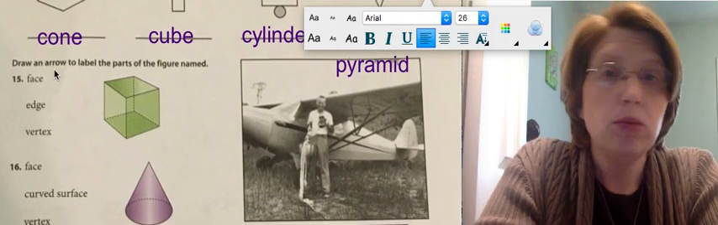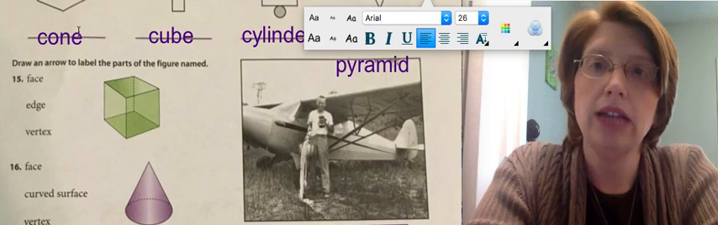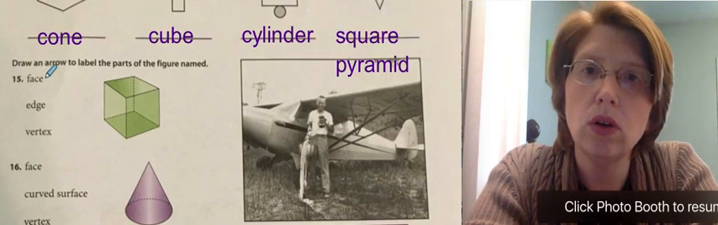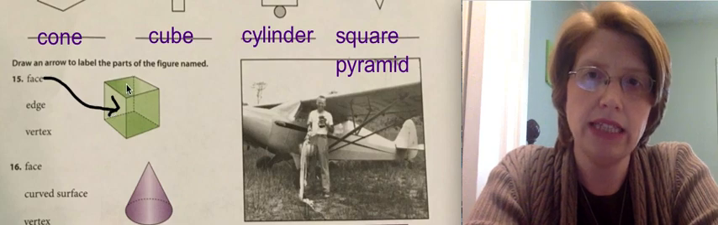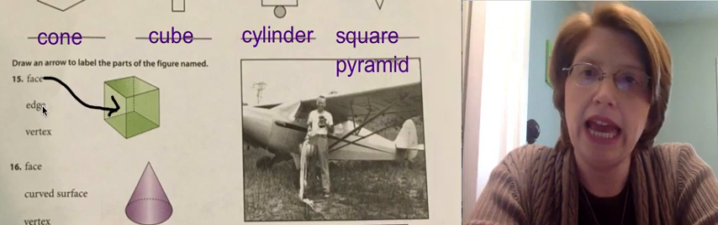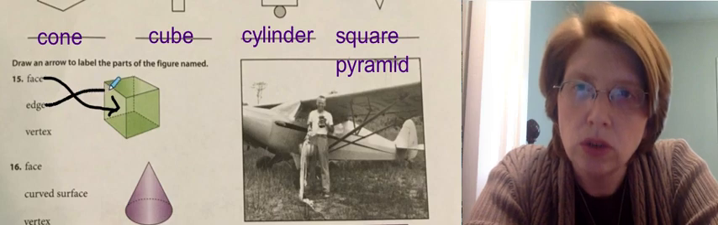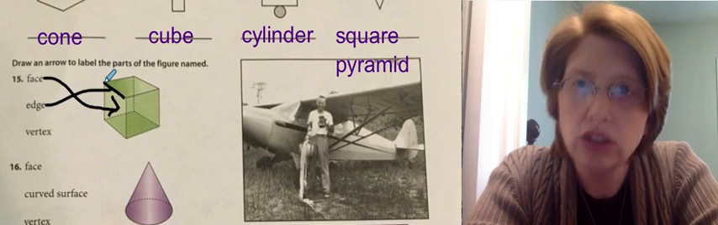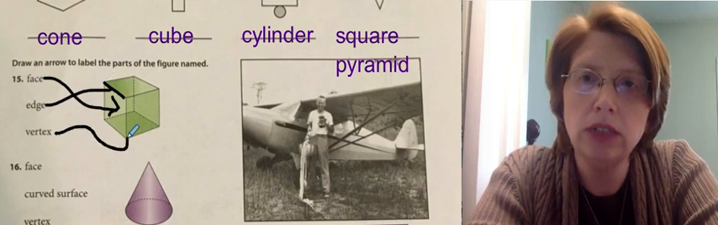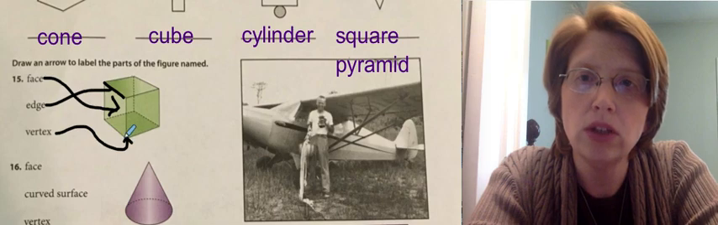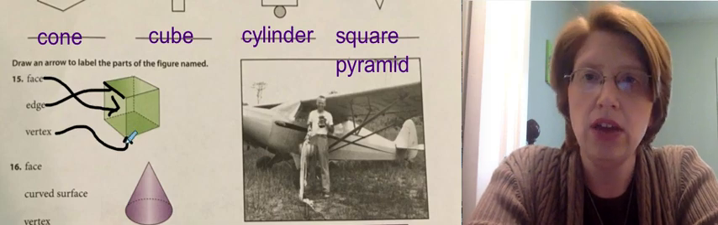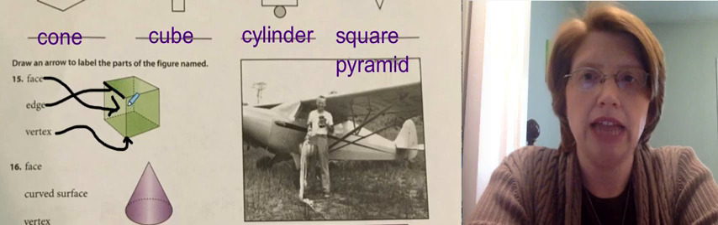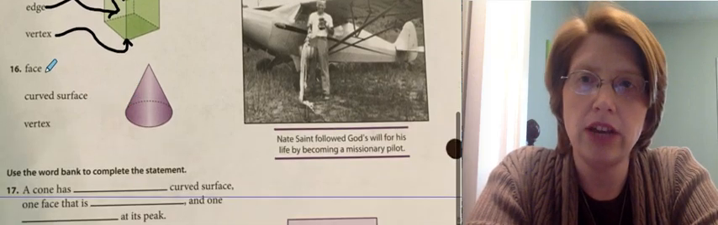Draw an arrow to label the parts of the figure named. Okay, so we have a face. So this is a face, right? One of these is a face, that's a face, that's a face. An edge would be right there, right? That would be an edge. And a vertex would be right there. That little point right there would be a vertex. Okay? Vertex, face, edge.